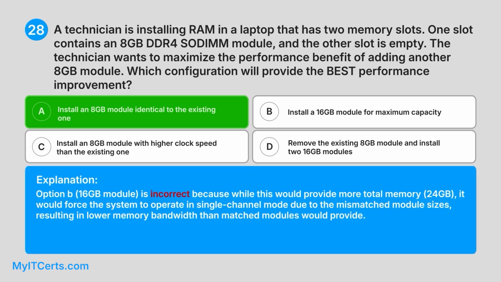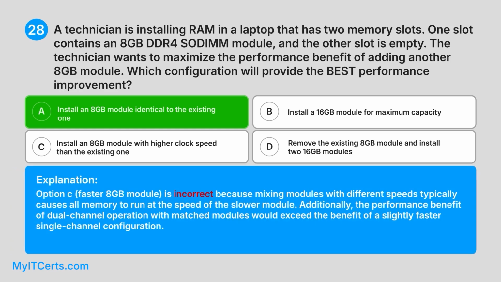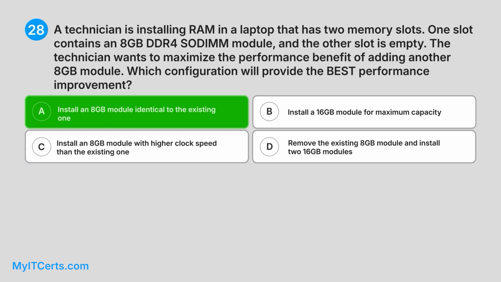Option B. Install a 16 GB module for maximum capacity is incorrect because while this would provide more total memory, 24 GB, it would force the system to operate in single-channel mode due to the mismatched module sizes, resulting in lower memory bandwidth than matched modules would provide. Option C. Install an 8 GB module with higher clock speed than the existing one is incorrect because mixing modules with different speeds typically causes all memory to run at the speed of the slower module. Additionally, the performance benefit of dual-channel operation with matched modules would exceed the benefit of a slightly faster single-channel configuration.